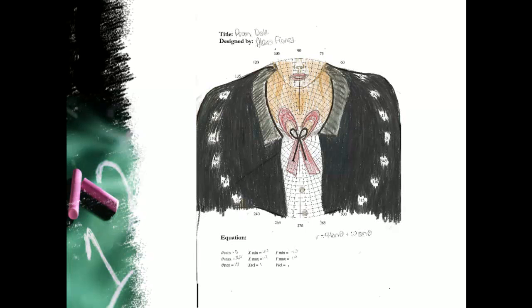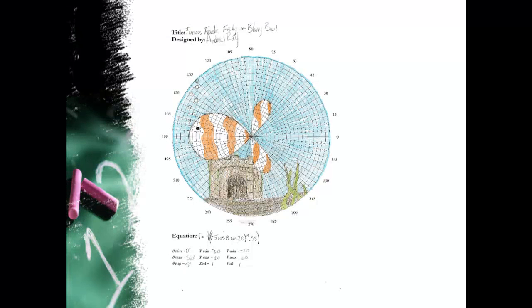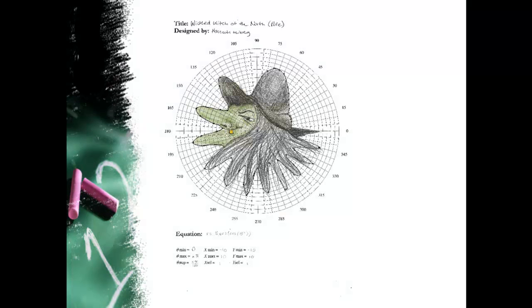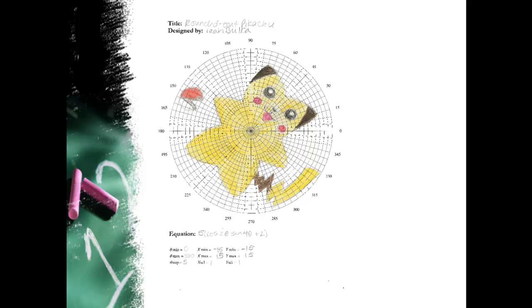So here are some examples. This one was called Prom Date. Again, you can see the equation that they used here and the window that they used. This one was called Furious Frantic Fishy in Blurry Bowl. This one was Miss Piggy. And this was the Wicked Witch at the North Pole. And rounding it out, Pikachu.